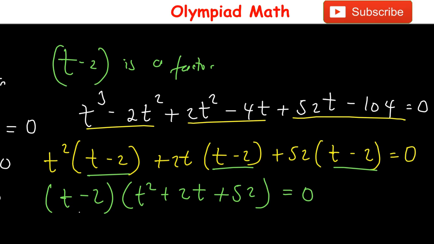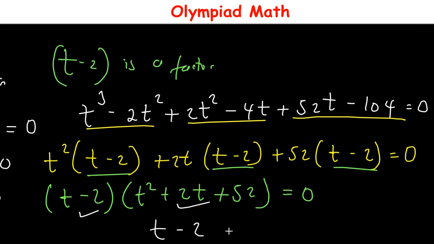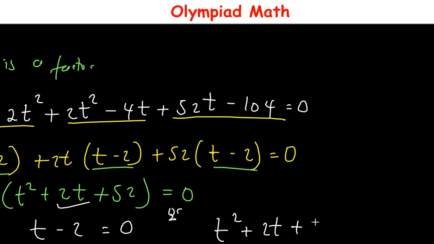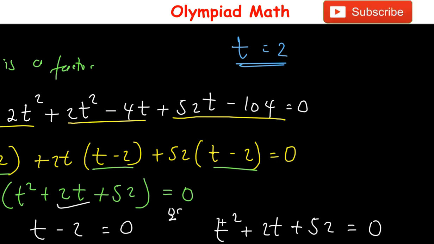So we can equate this to 0 or equate this to 0. We have t minus 2 equals 0, or we have t squared plus 2t plus 52 equals 0. So from t minus 2 equals 0, the value of t is equal to 2. And for the other equation, we'll solve this equation making use of the quadratic formula.